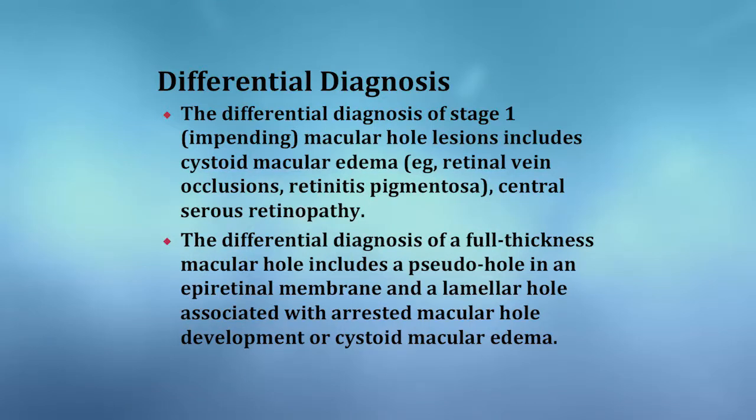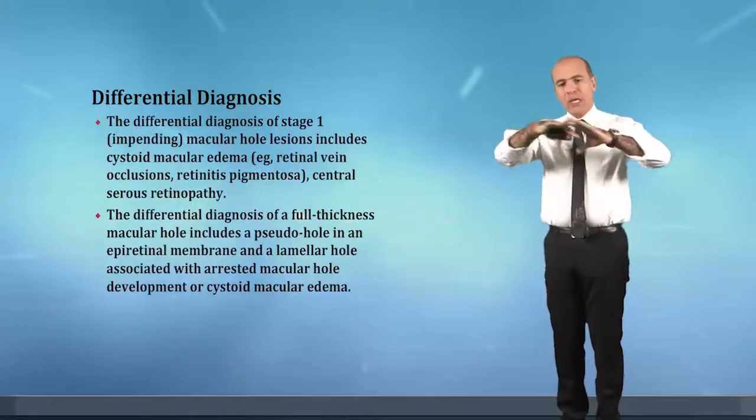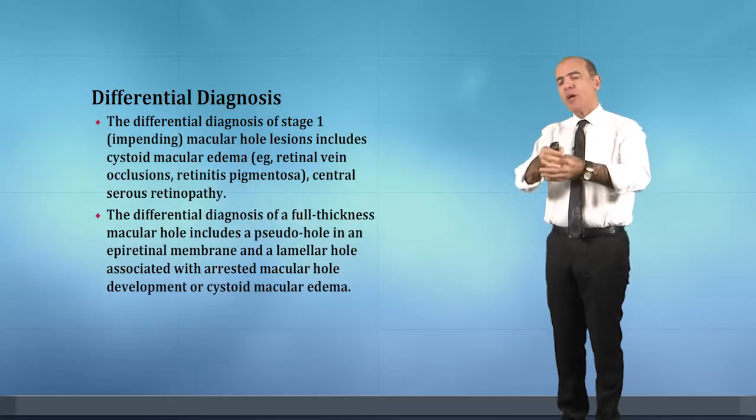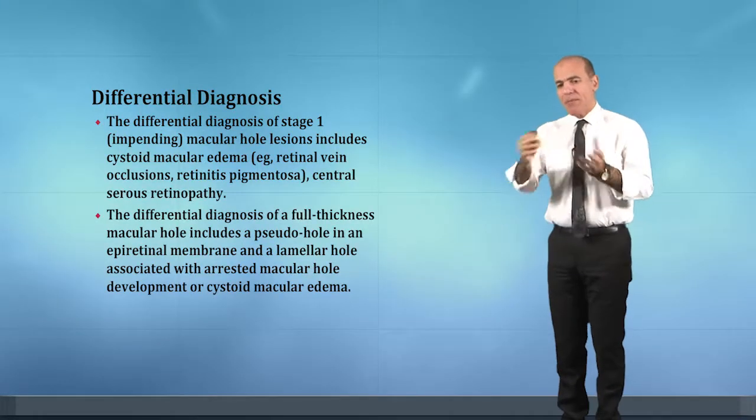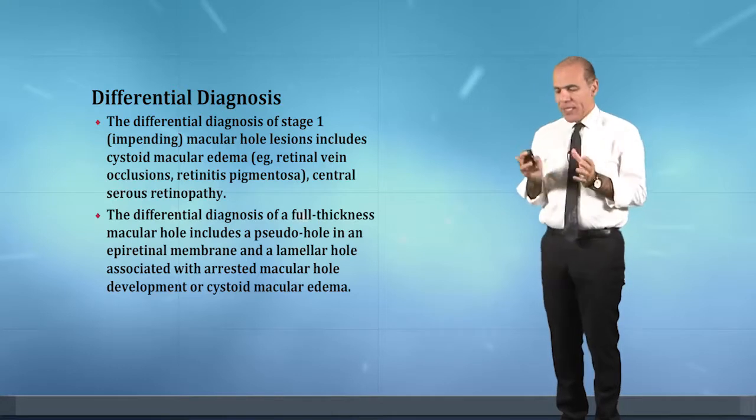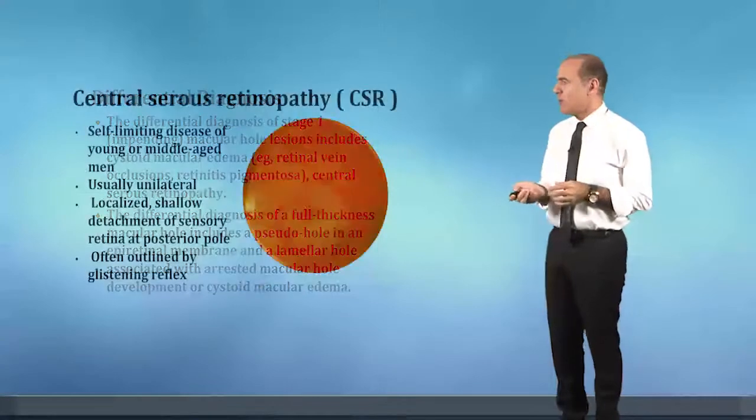The differential diagnosis of a stage 1 hole may include cystoid macular edema for any reason, diabetic, retinal vein occlusion, or retinitis pigmentosa, which can mimic it. Also, the differential diagnosis of a full thickness macular hole includes pseudo hole. In people who have an epimacular membrane, sometimes the membrane may mimic the hole itself. So clinically, I can differentiate between both.